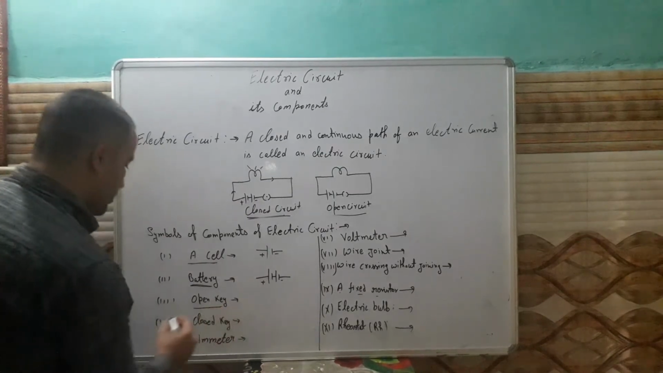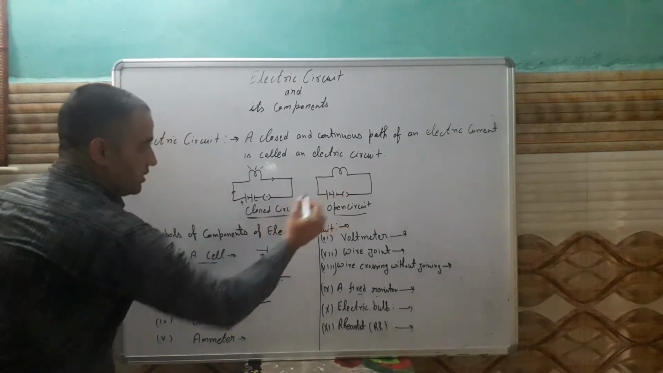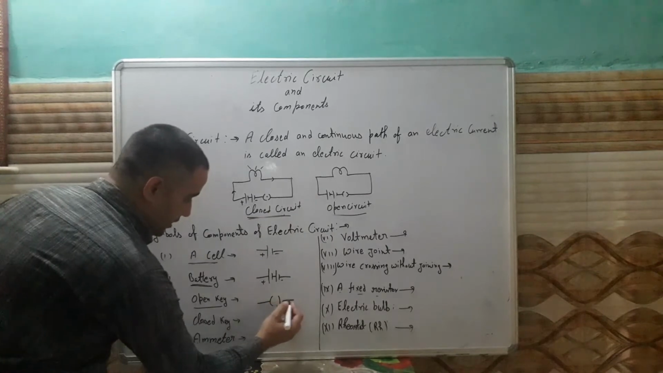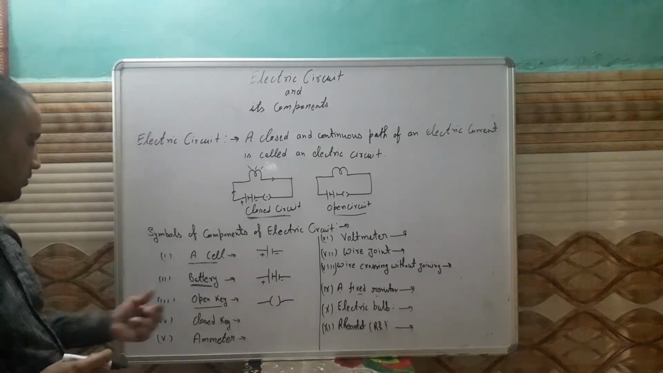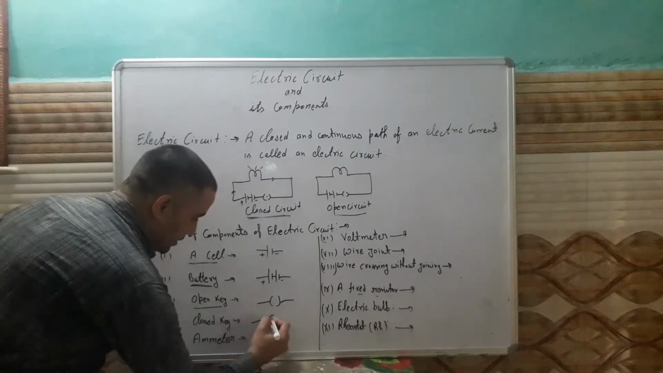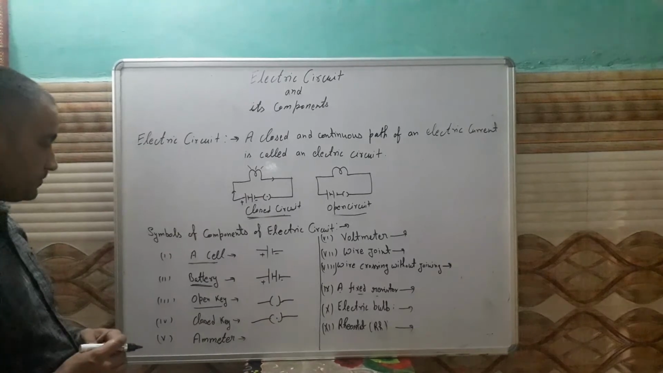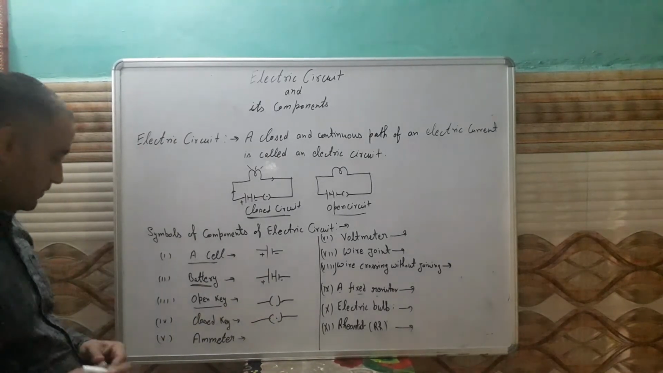Again, we are going to discuss the open key. As we have shown the key here, in the closed circuit and in the open circuit. Now this is a key, and if there is no dot inside this gap, this is an open key. And how can we represent a closed key? We can apply a dot in between this gap. Now this is a closed key.